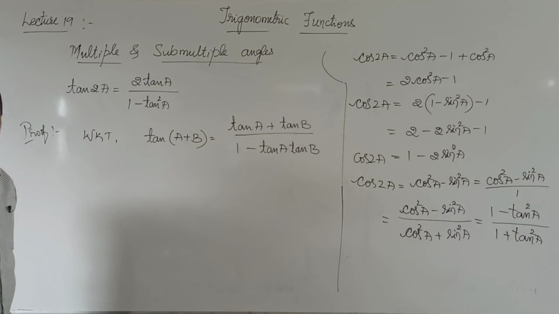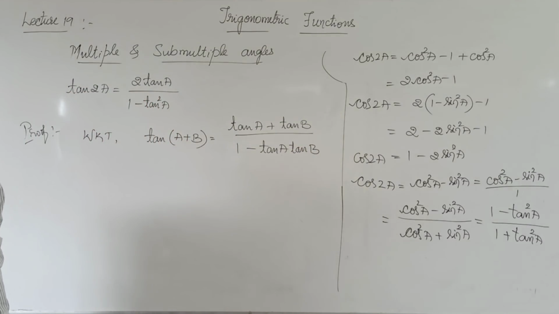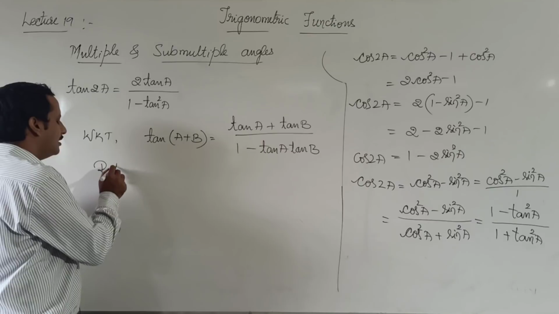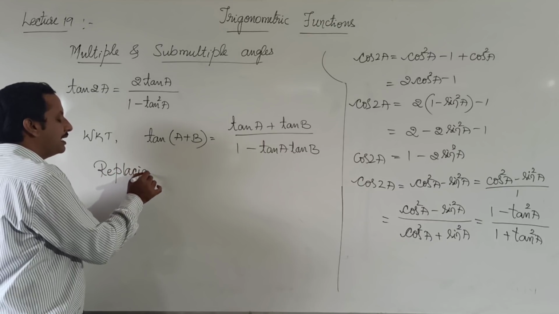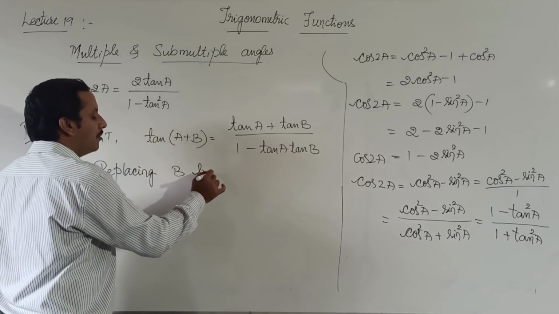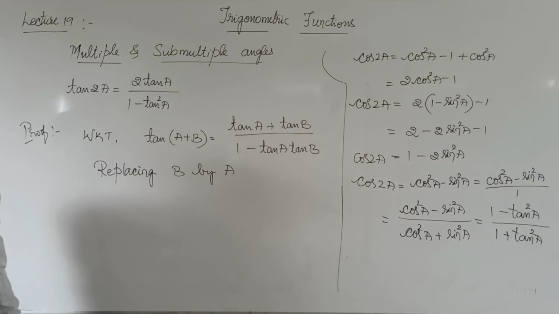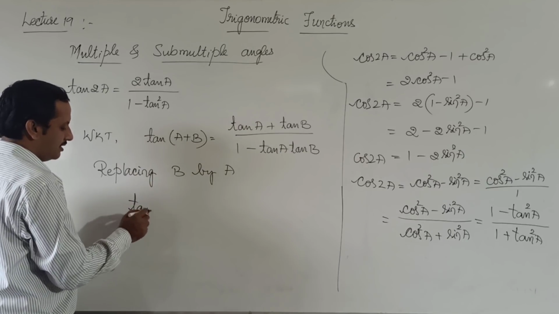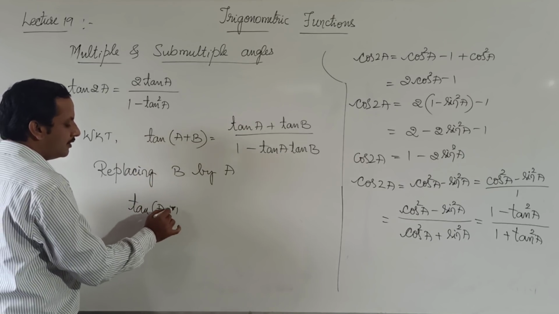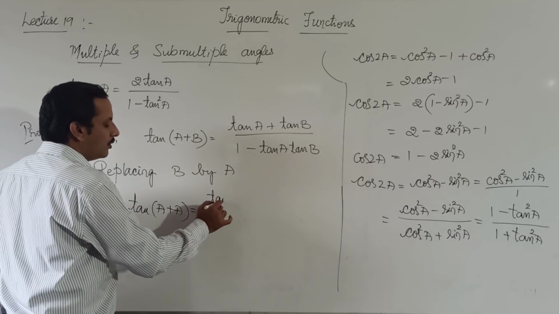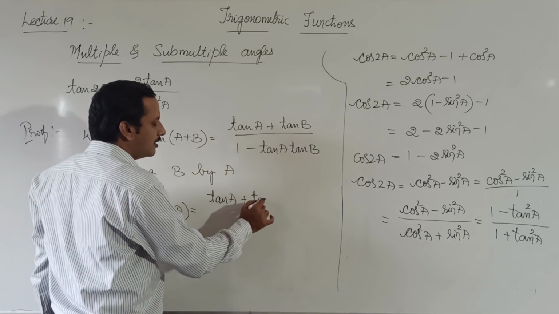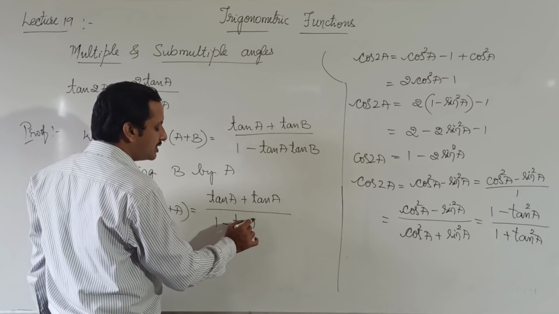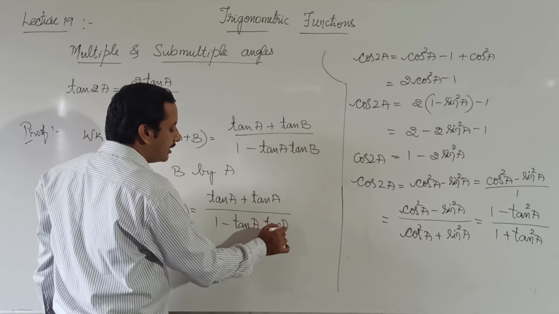tan(a + b) is equal to (tan a + tan b) divided by (1 minus tan a tan b). In this, let us replace b by a. Wherever there is b, I am writing a. So that will give you tan(a + a), that's equal to (tan a + tan a) divided by (1 minus tan a into tan a).